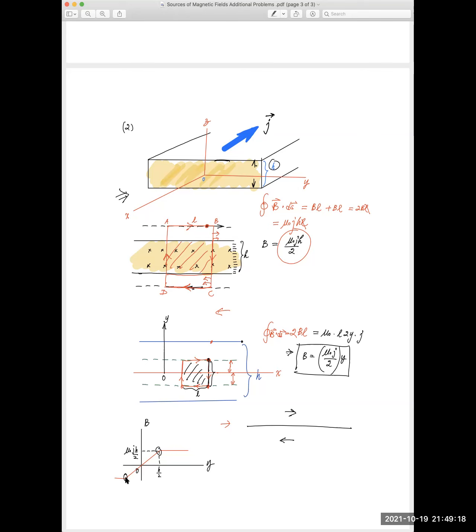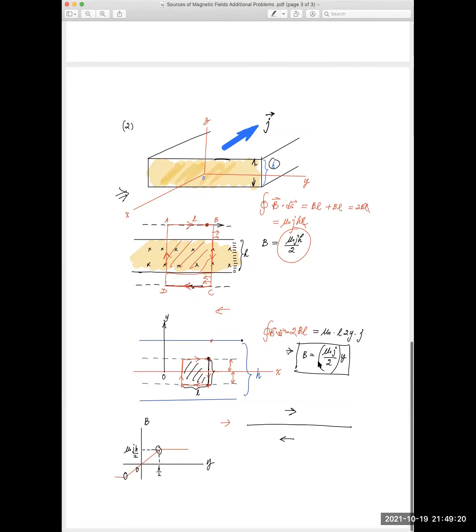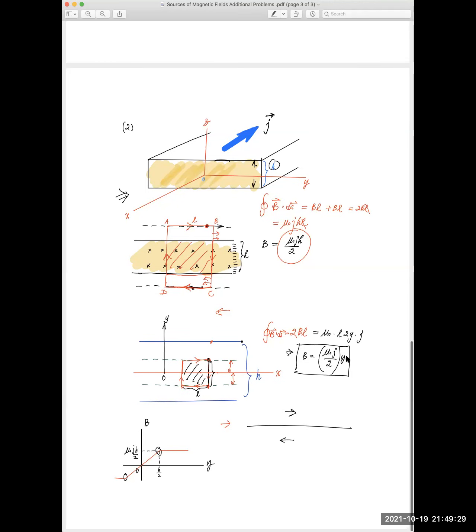Also, I actually had an extra 2 here. This 2 shouldn't be here because you have a 2 here, you have a 2 here that cancel out. So B inside is just mu naught J times y. There is no 2 here. And when y equals H over 2, then you're here. Then you revert to that. So please cross that 2 out here.